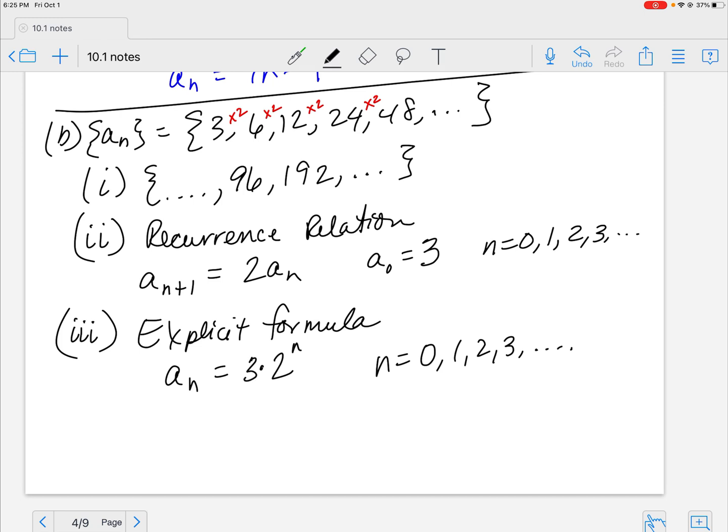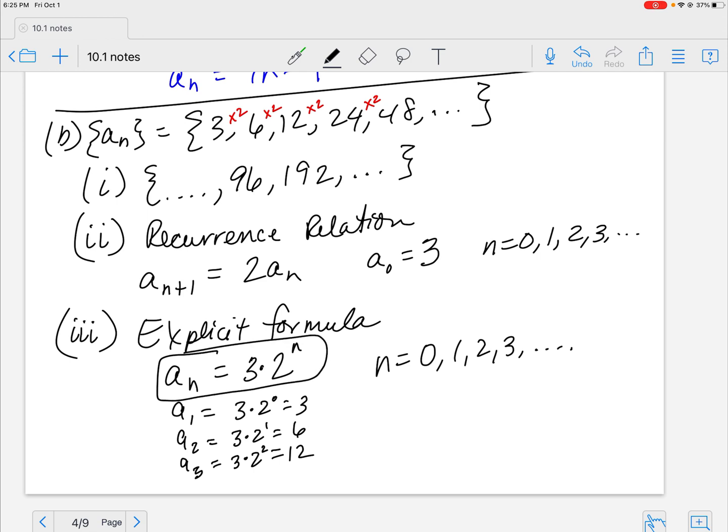What if I multiply by 3? Okay, let's try it out. A sub 1 is going to be 3 times 2 to the 0, which is 3. A sub 2 is going to be 3 times 2 to the first, which is 6. And a sub 3 is going to be 3 times 2 squared, which is 12. And lo and behold, we've got it, right? Okay, so this is going to be our explicit formula.